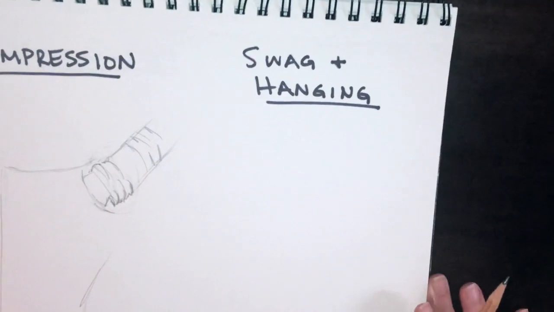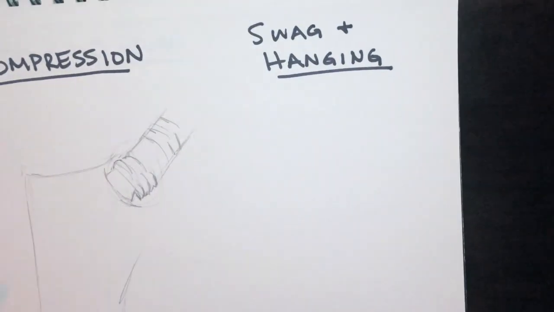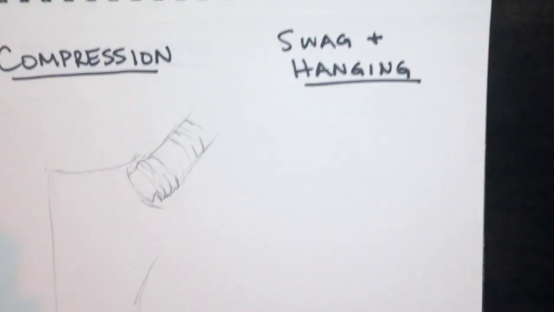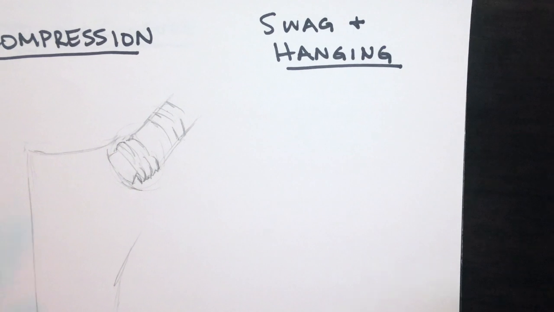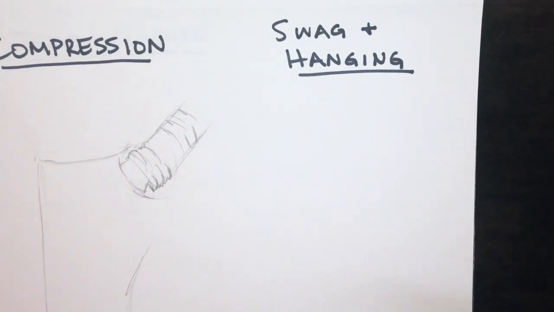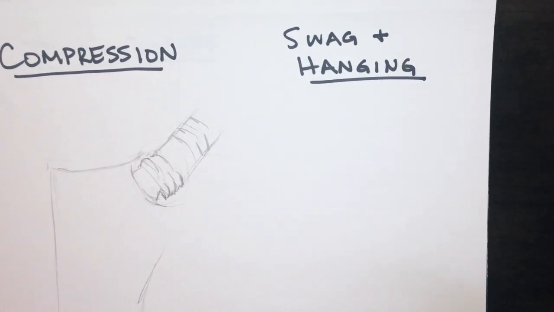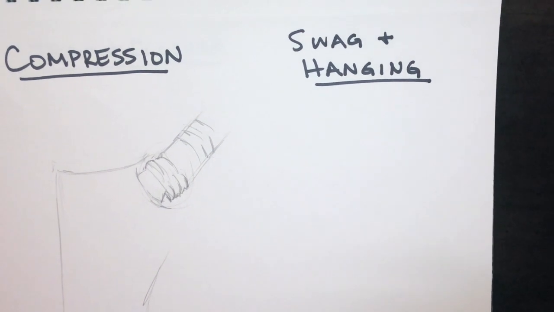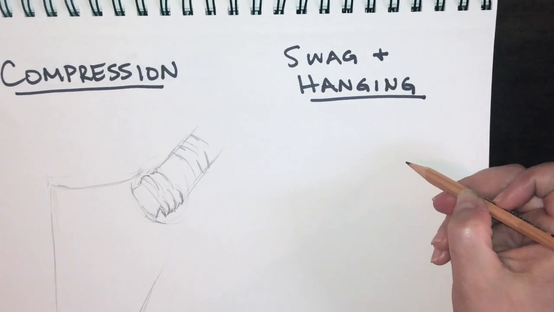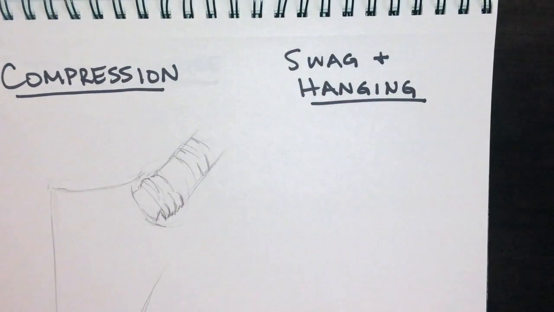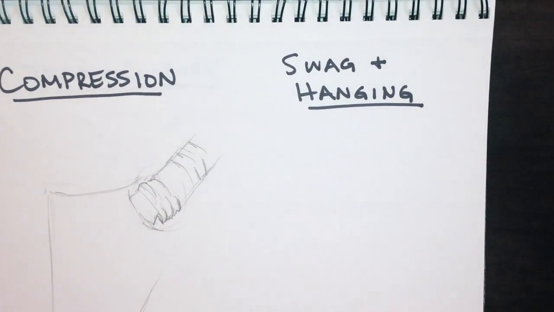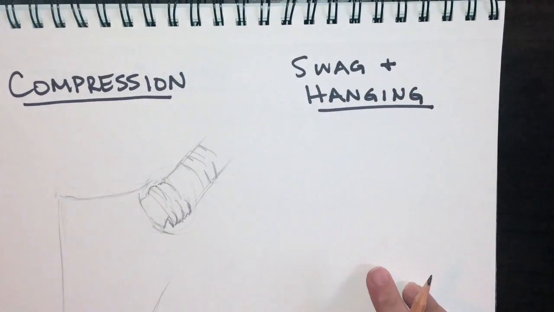Okay, so then the fourth type of wrinkle is a swag or a hanging wrinkle. And swag is something that is generally referred to in terms of fabric, like upholstery fabric, but hanging swag is the same sort of thing. What we're talking about here is gravity pulling down on fabric. And this can be done in a couple different ways.